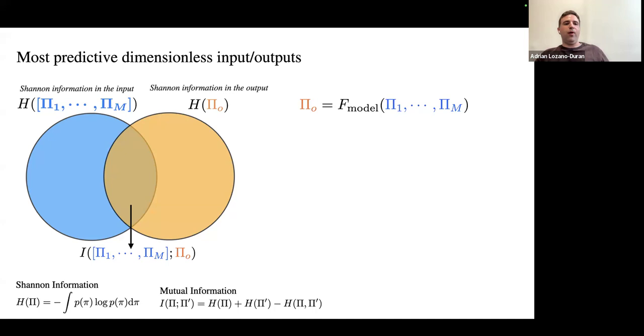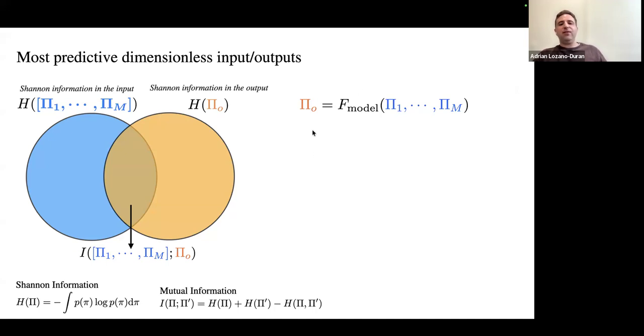But there are an infinite number of ways of generating these dimensionless numbers. What we do is find which dimensionless numbers help us the most to make predictions. And the way we do that, which I'm trying to explain here in a very summarized way, is based on how much information the input has about the output.